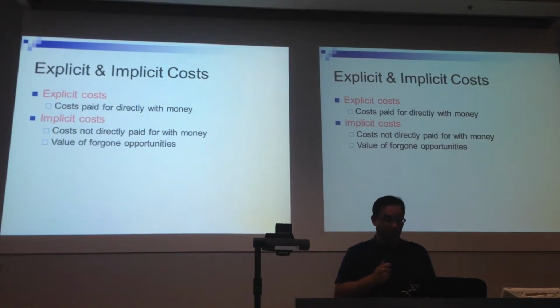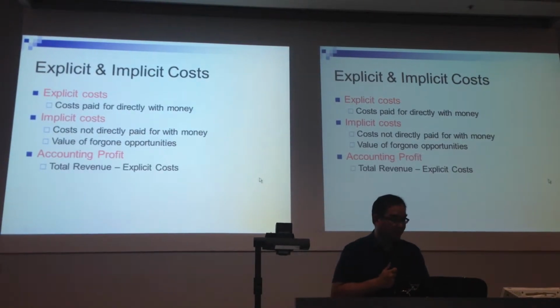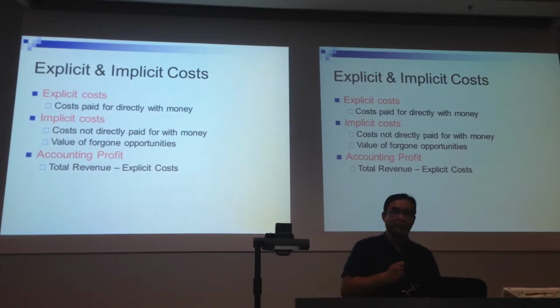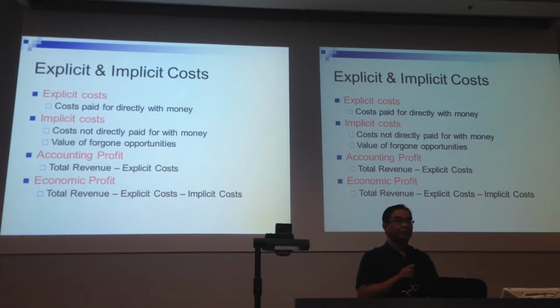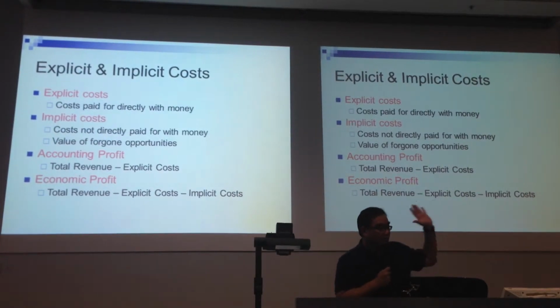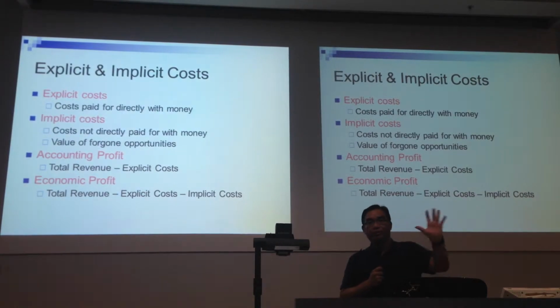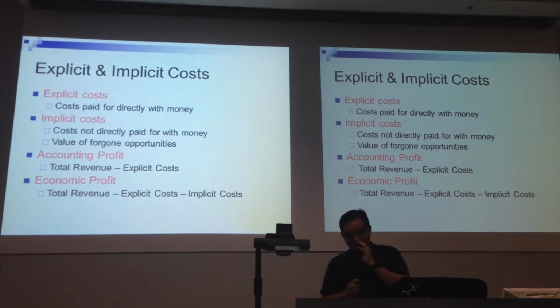And you must differentiate between accounting profit, which is total revenue minus explicit costs, and economic profit, which is total revenue minus explicit costs minus implicit costs. So again, know the formulas for the different types of profit.